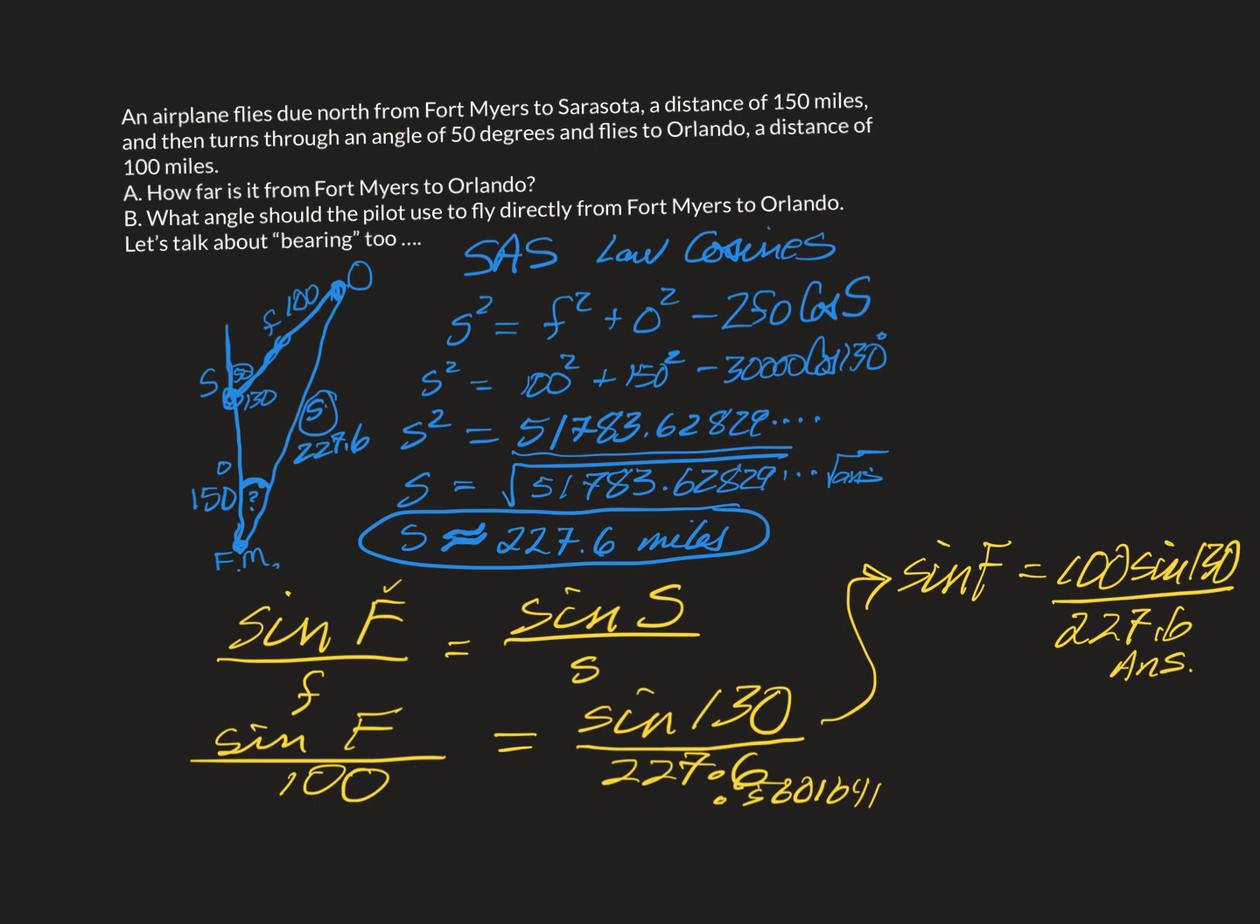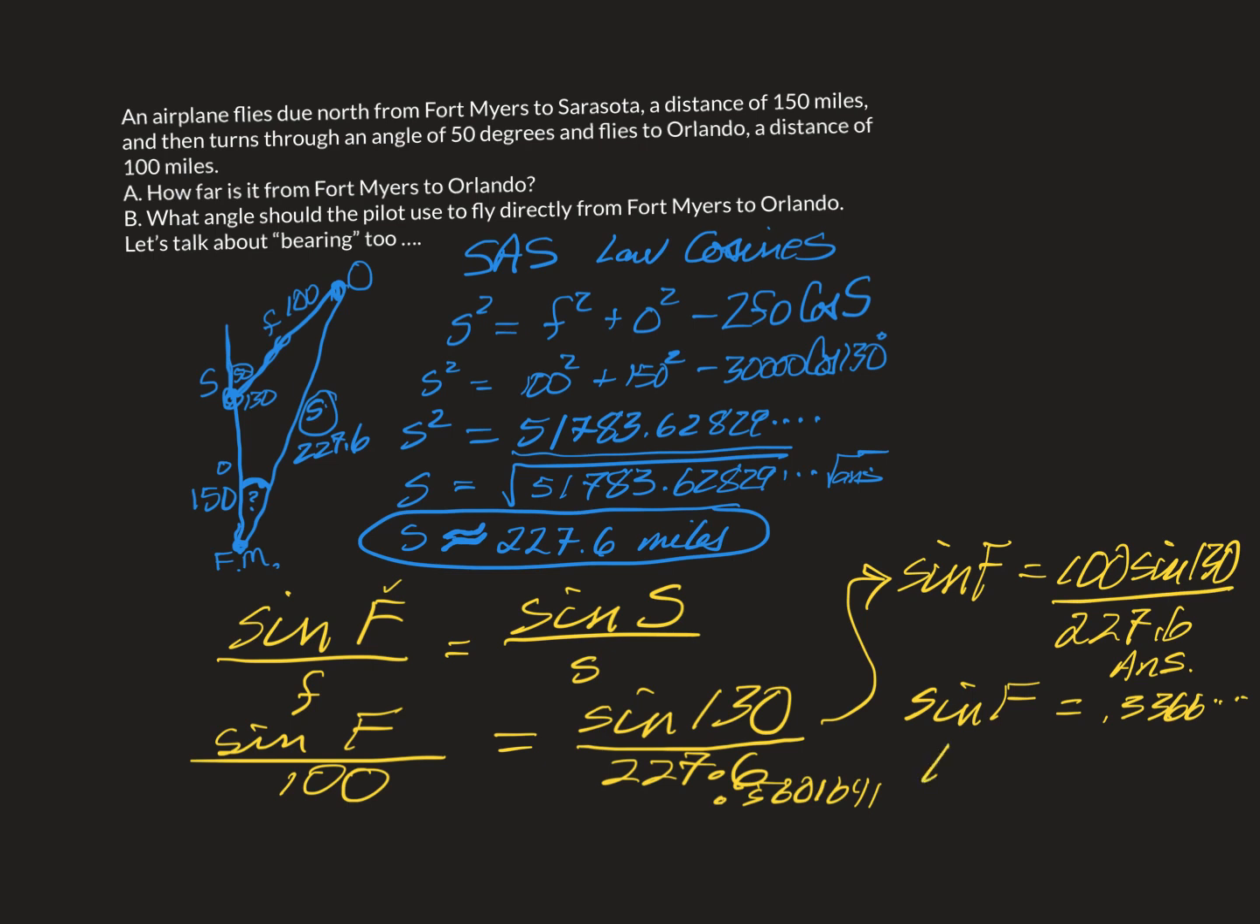Okay? So I'm going to do that first. So I do 100 sine 130. All right. And then I divide by answer. All right. Which is the 227.6 from earlier, but all the decimal places. So I get a number. So I now get the sine of f equals 0.3366 and goes on forever.